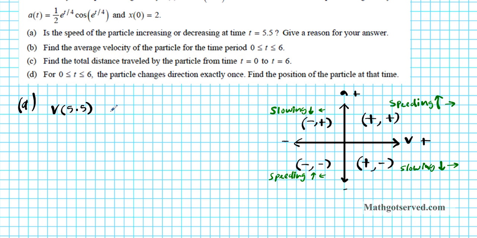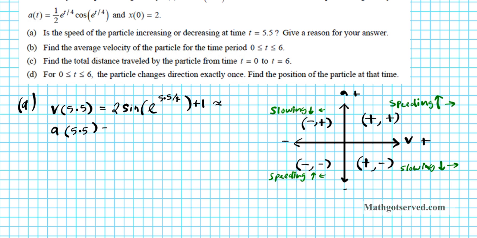All right, v of 5.5 is what you get when you plug 5.5 into the function, which is 2 sine of e raised to the 5.5 over 4, plus 1. Okay, let's see what we get with that. And then we're also going to find the acceleration, a of t. Actually, we're looking at the acceleration when t is equal to 5.5.